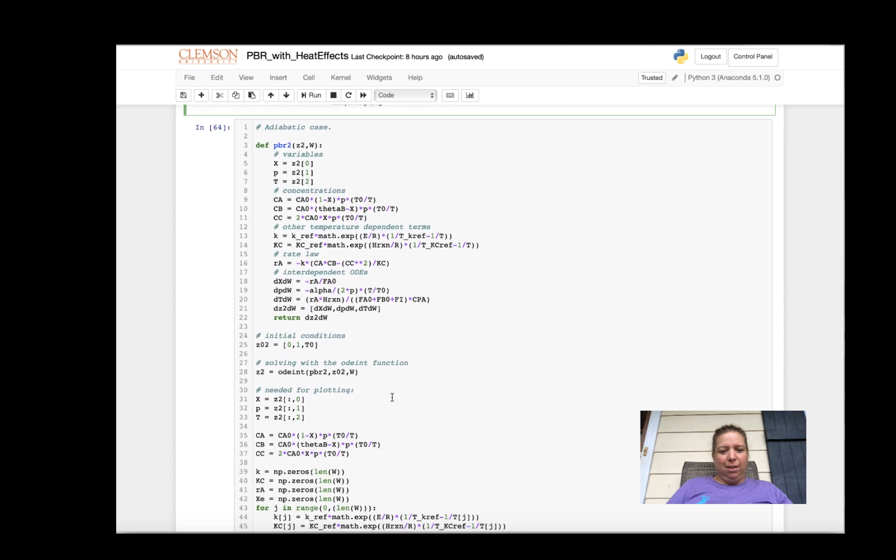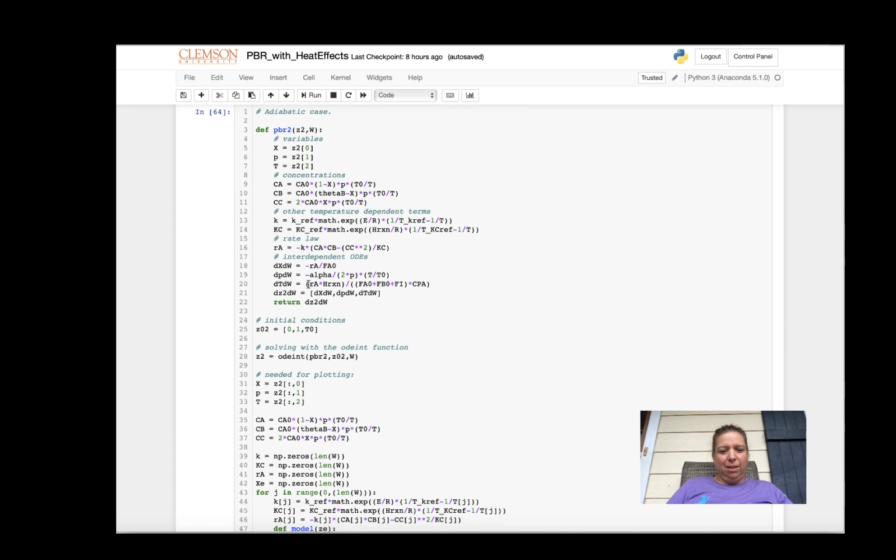Okay, so the second case is the adiabatic case. In this case, we're basically going to make a modification to our energy balance equation, so we remove the heat exchanger term, so there is no UA delta T term in the adiabatic case. So if you look at the mole balance and the energy balance here, those actually are related to each other. They're actually linear. One is a linear function of the other.